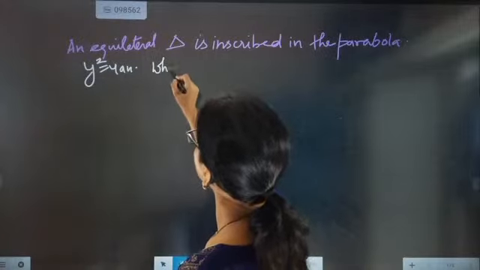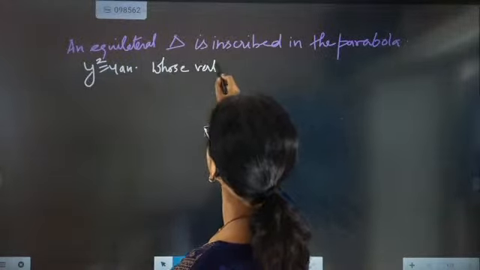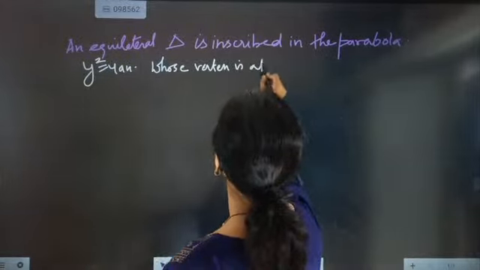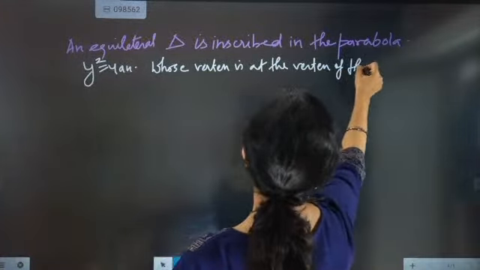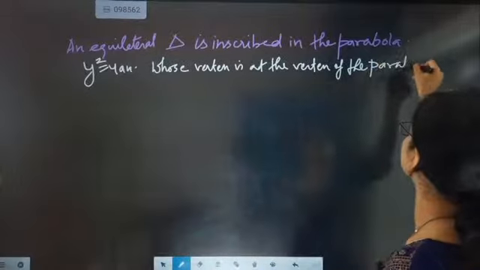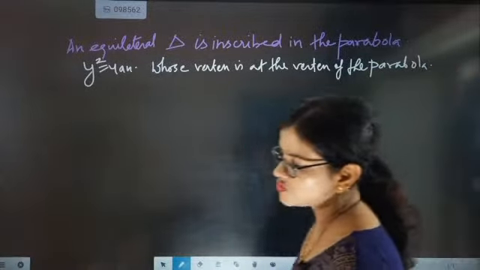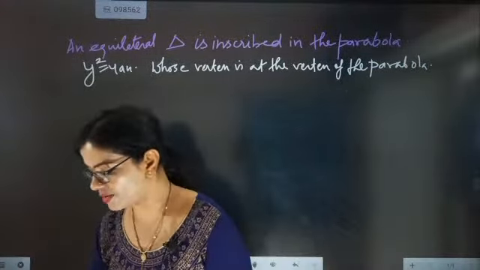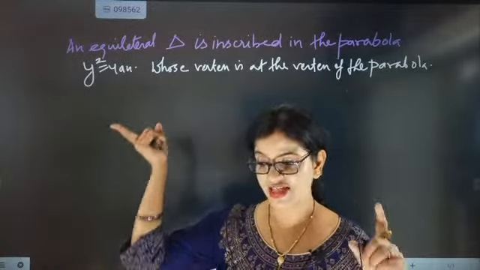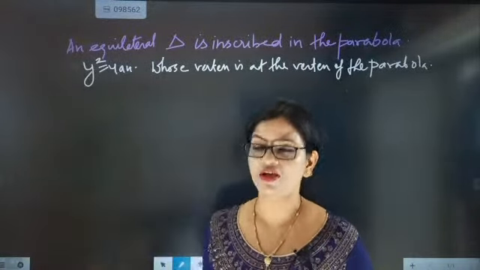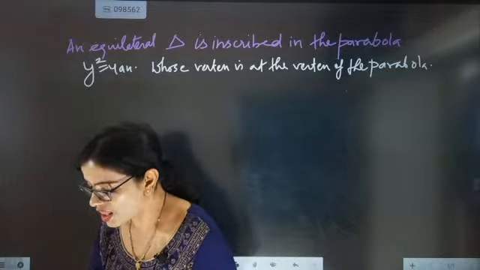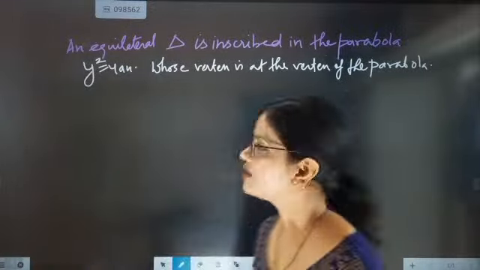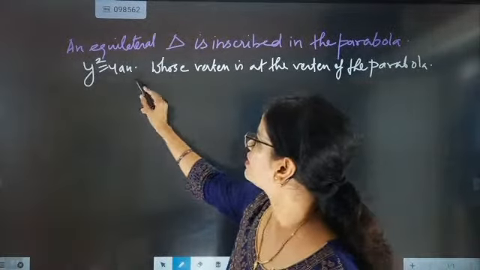Whose vertex is at the vertex of the parabola. My lord, don't forget this point. So you have to find the length of the equilateral triangle.